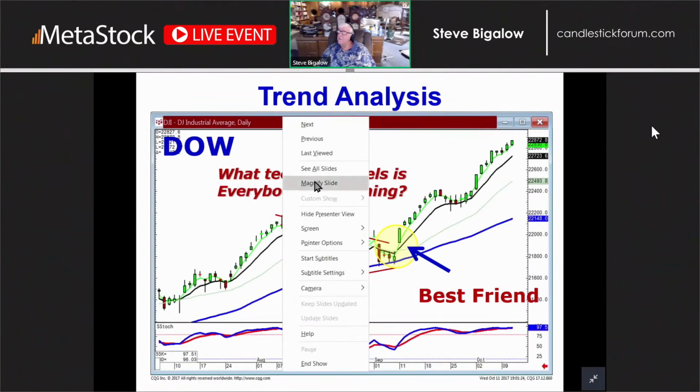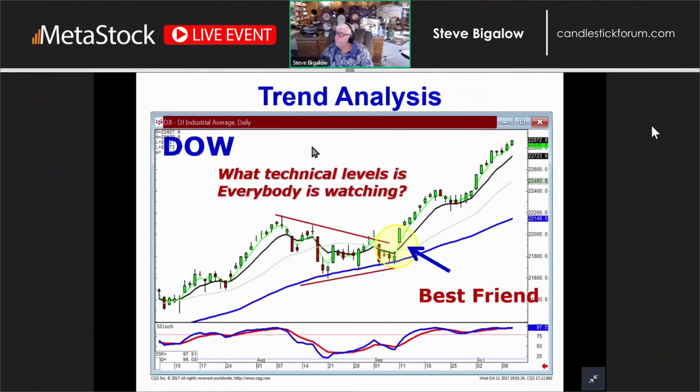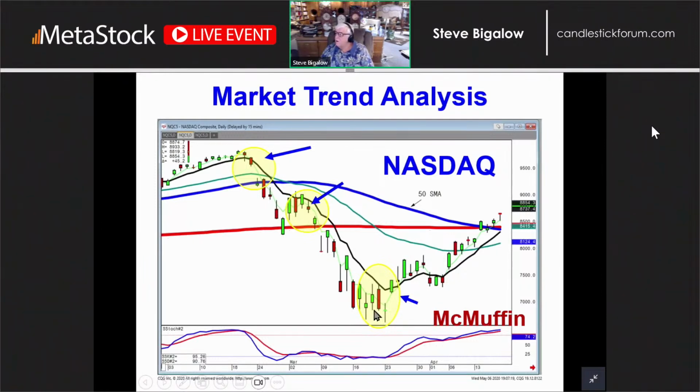Whoops, I want to go back here previous. This is what we call a McMuffin. A McMuffin is just a combination of signals. Your morning star signal, which is a big down day, a day of indecision, and the third day closes more than halfway up this candle. That's one of the 12 major signals, your morning star signal.